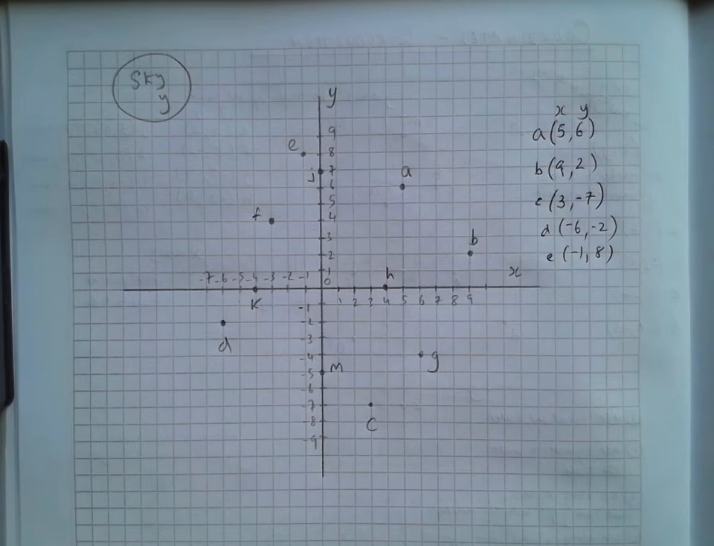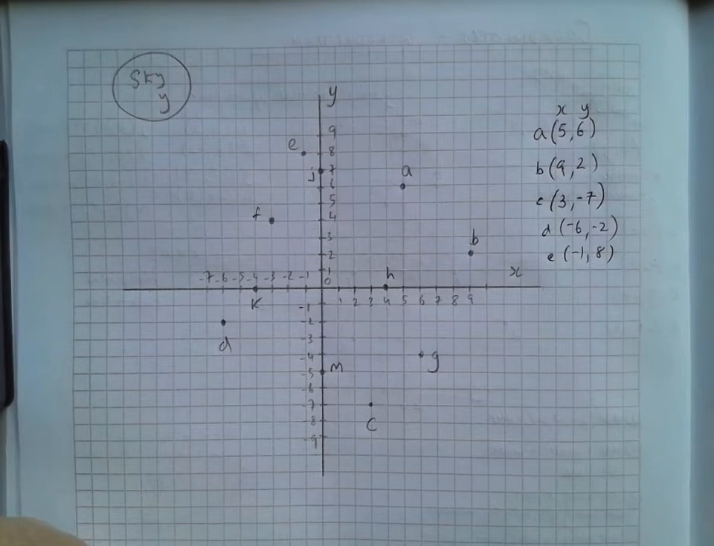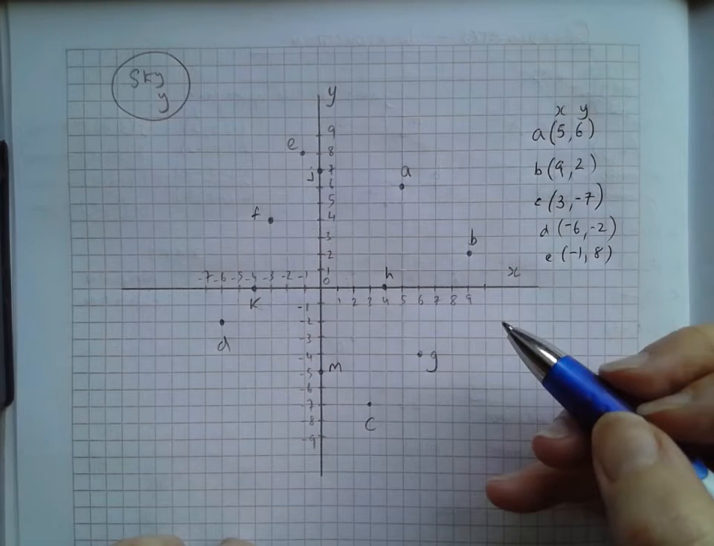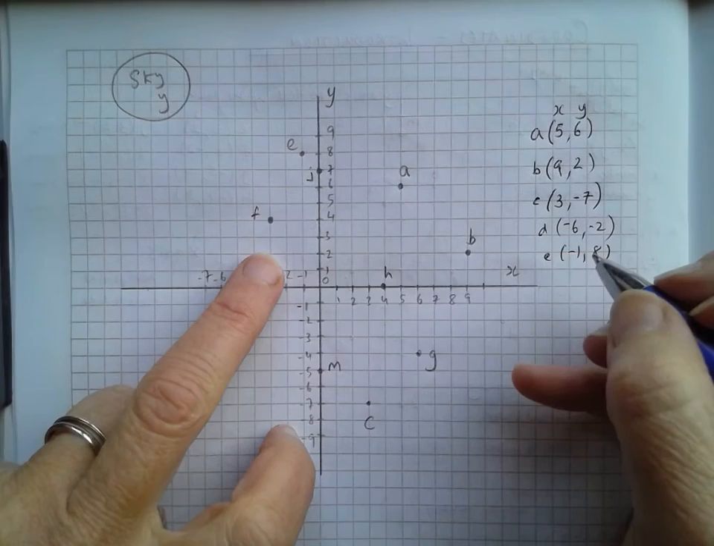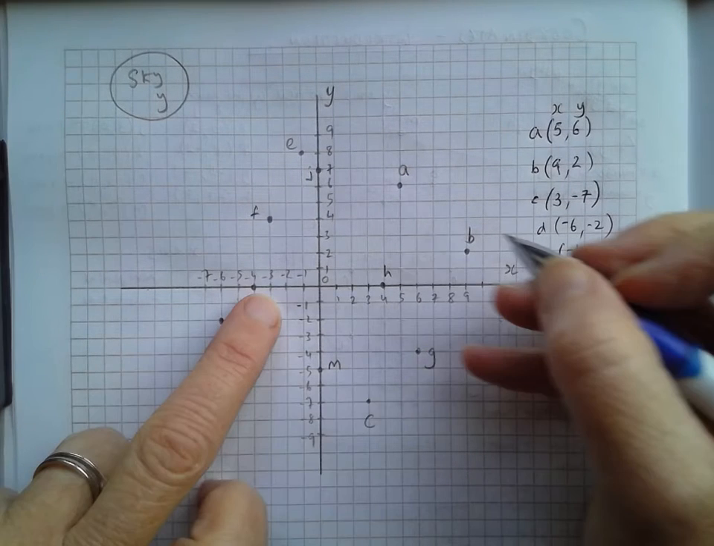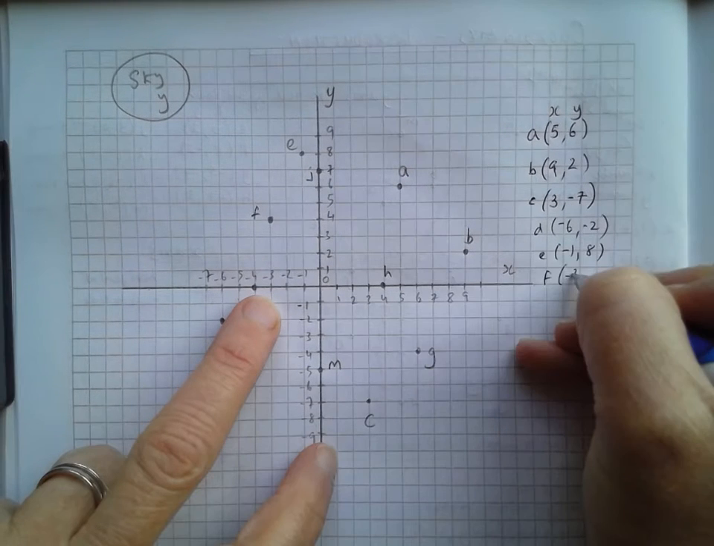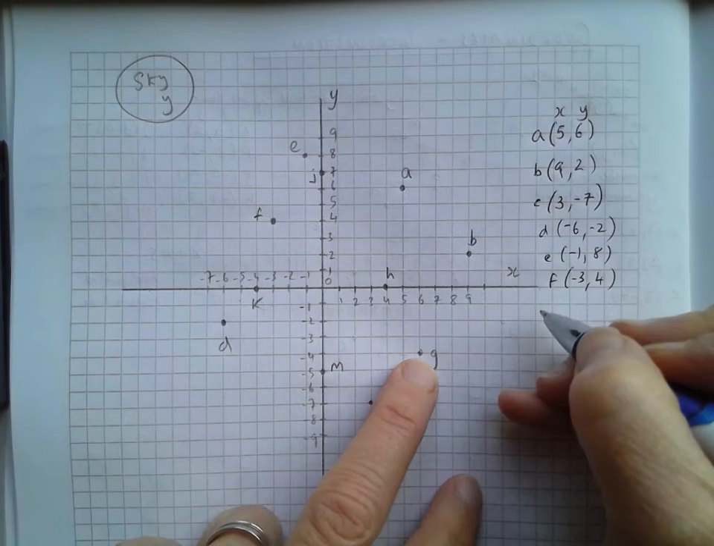So I'll go through them now. So point F is going to be what? Point F is -3, 4. Hopefully you got that right. Point G here is 6, -4.